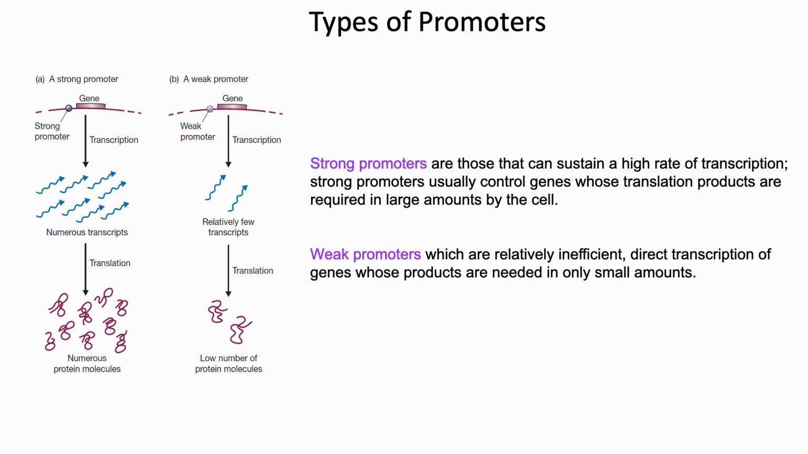Clearly, an expression vector should carry a strong promoter so that the cloned gene is transcribed at the highest possible rate. There is a pictorial representation of the two types of promoter, that is a strong promoter and a weak promoter. And in the picture we can clearly see the strong promoter produces a large amount of transcript which is translated into numerous protein molecules, whereas in comparison the weak promoter produces relatively few transcripts, resulting in a low number of protein molecules.